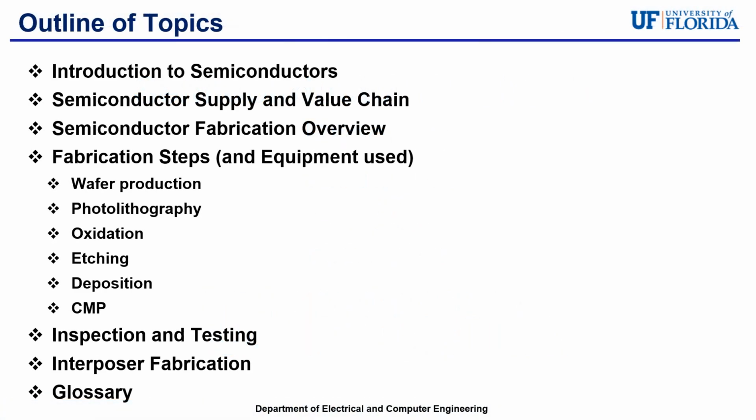The content of this video will be centered around semiconductors and their fabrication processes, and is outlined by the following topic titles: Introduction to Semiconductors, Semiconductor Supply and Value Chain, Semiconductor Fabrication Overview, fabrication steps within the semiconductor fabrication, and more specifically wafer production, photolithography, oxidation, etching, deposition, and CMP, inspection and testing, and then finishing off with interposer fabrication, the glossary, and the references.